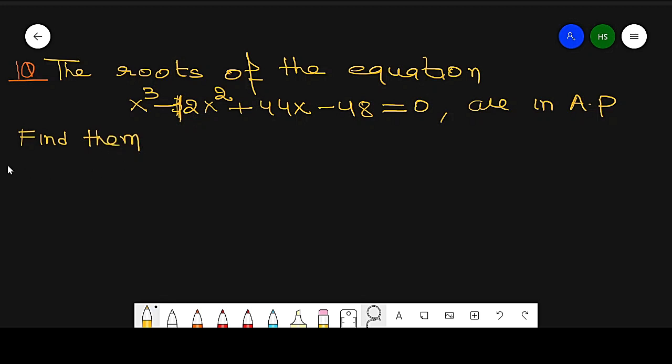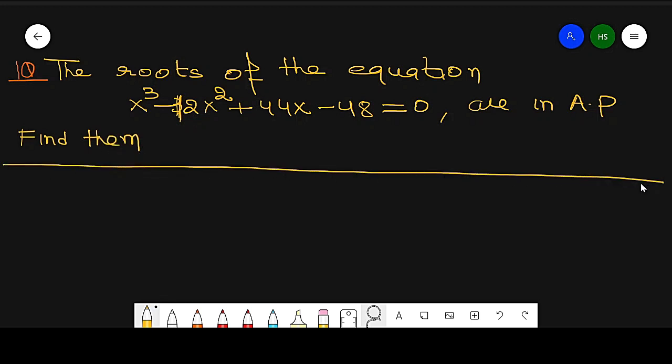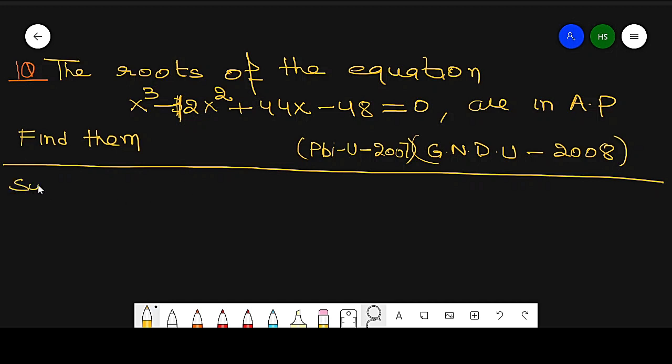So this type is very important, and a question of this type was in GNDU University 2008, okay, and in Punjabi University 2007. Now, how we will solve this kind of equation? As we know that if roots are in AP, it is a cubic equation.